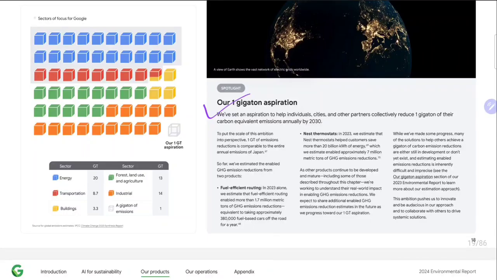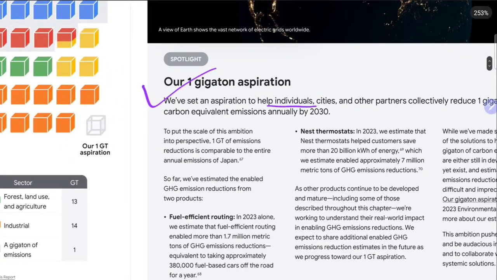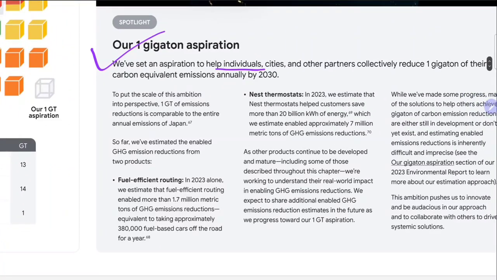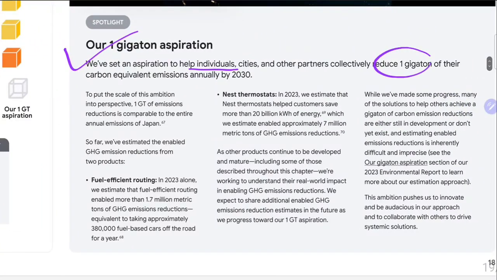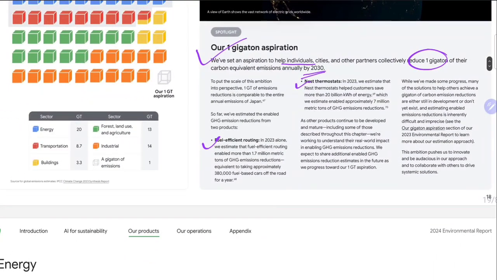1 gigaton aspiration, very interesting to know what is written here. We have set an aspiration to help individuals, cities and other partners collectively reduce 1 gigaton of their carbon equivalent emissions annually by 2030. So that's a target, and for that the company is taking certain efforts like fuel efficient routing, Nest thermostats. Okay, so these are certain initiatives which you can see information related to.